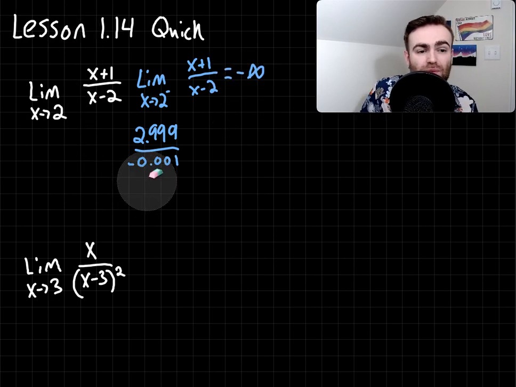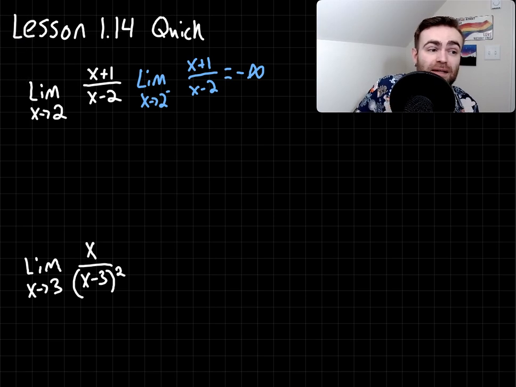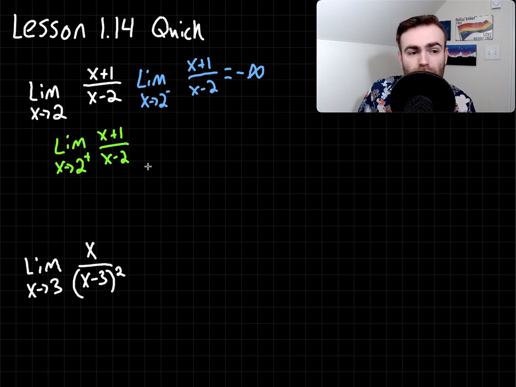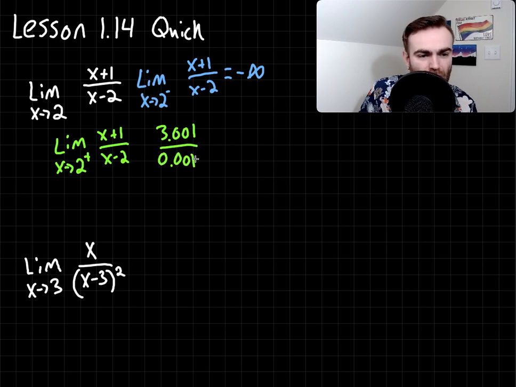Let's see what happens with the right-hand side limit. If we get the same thing, then the overarching limit would be negative infinity. If we don't get negative infinity, then that limit does not exist. So we're going to take the limit as x approaches 2 from the right of x plus 1 over x minus 2. And for this we can use, let's say, 2.001. So again, if I plug that in, I will get 3.001 over positive 0.001.